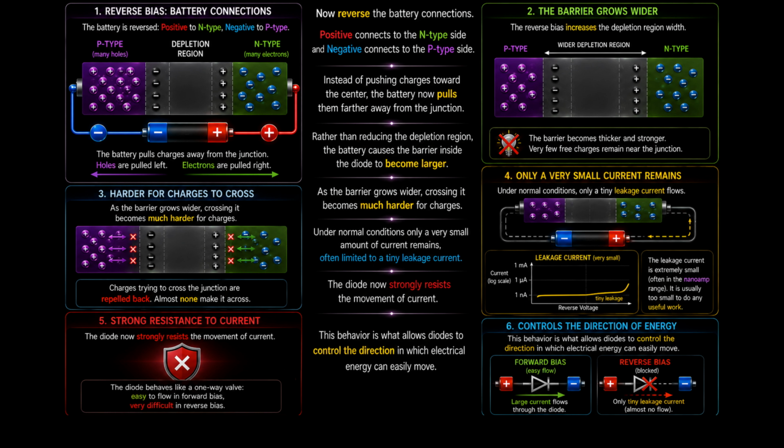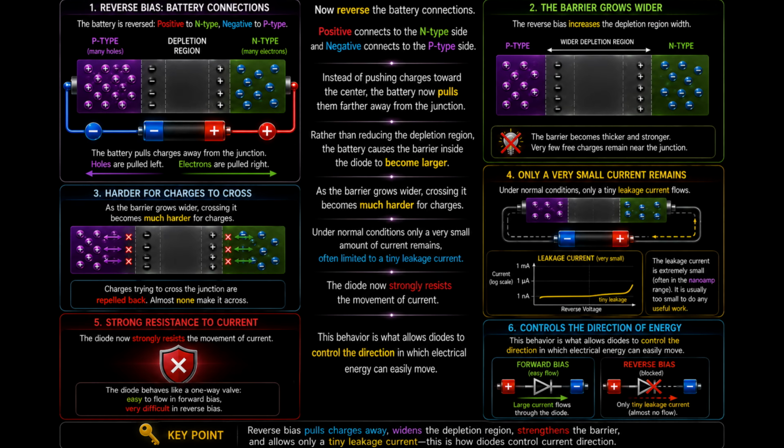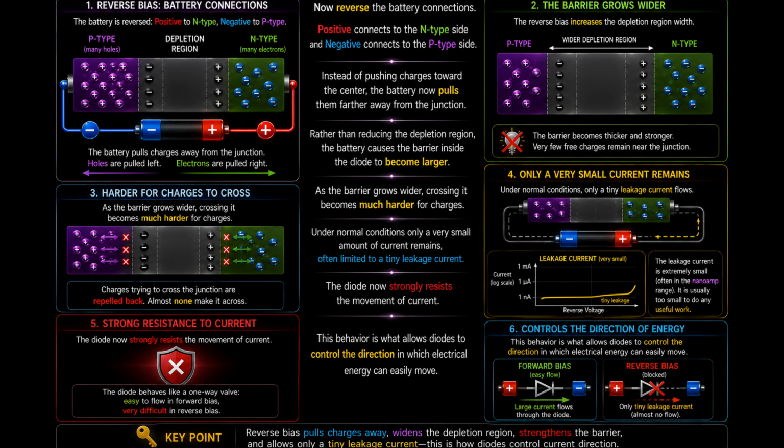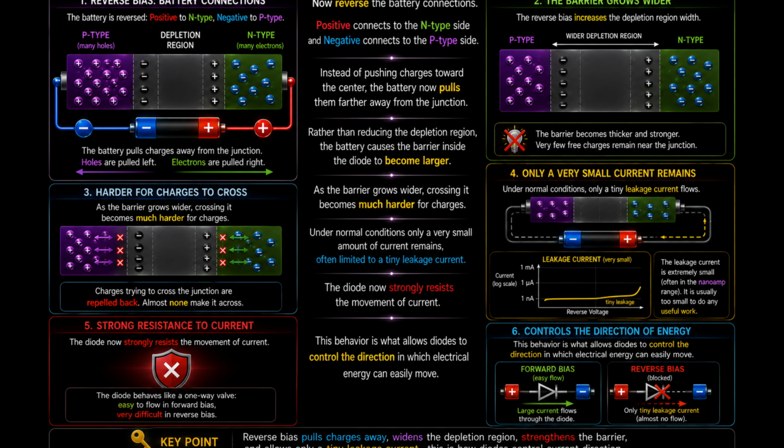Under normal conditions, only a small amount of current remains, often limited to a tiny leakage current. The diode now strongly resists the movement of current. This behavior is what allows the diode to control the direction in which electrical energy can easily move.